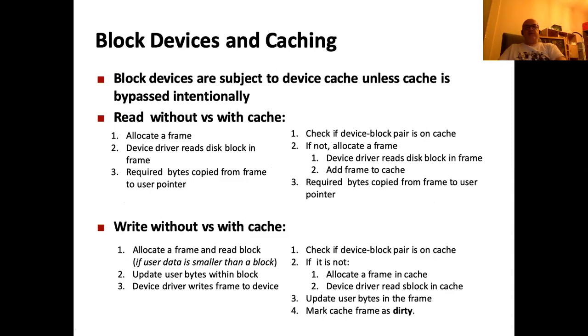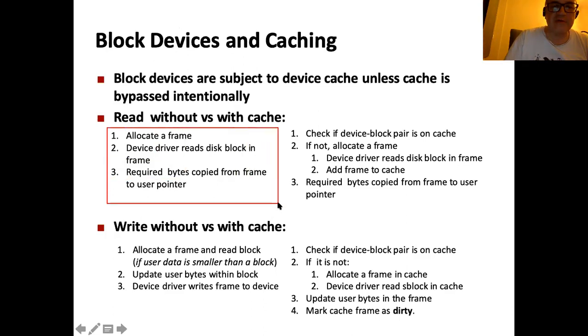So the caching is important, and they are all subject to device cache unless you tell it otherwise, because it is efficiency and also it is tightly coupled with VM. So if you look into this left hand side, it is a scenario without caching. You read a couple of bytes. In some cases, it can be a full block, but in that case, what you need to do is you need to allocate the frame of your block size, a physical memory for that. Tell device driver to read that block from hard disk, specified block, so it is in memory. Then transfer those memories to the user's buffers.